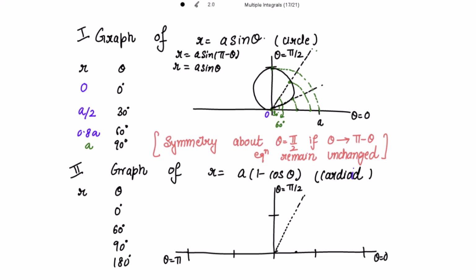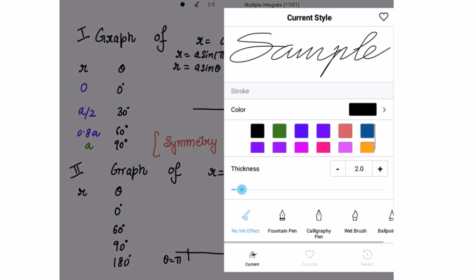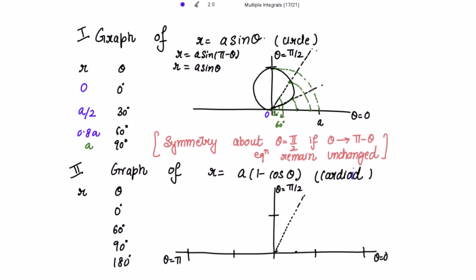Okay, now to plot the graph for r equal to a into 1 minus cos theta, this is your cardioid, and let me write first the values for r and then we just plot. When I put theta equal to 0 over here, I get cos of 0 as 1 and r is 0. For theta equal to 60 degree, the cos of 60 degree is 1 by 2, that is 1 minus half is half. So I get a by 2. And then if I put theta to be 90 degrees, cos of 90 is 0, so I get a. And if I put theta equal to pi, that is 180 degrees, cos of 180 is negative 1. So this will be twice of a.